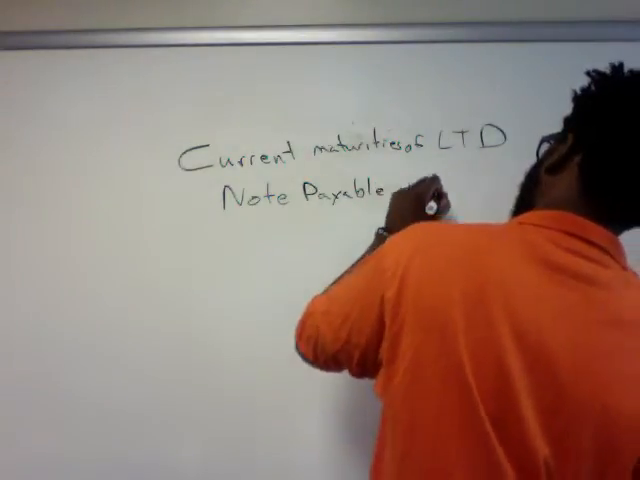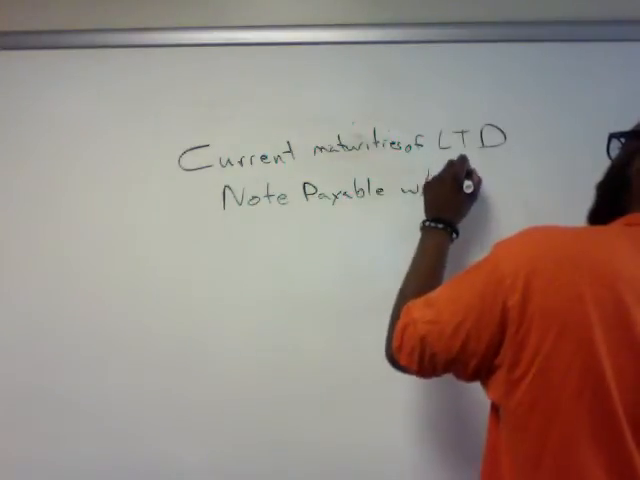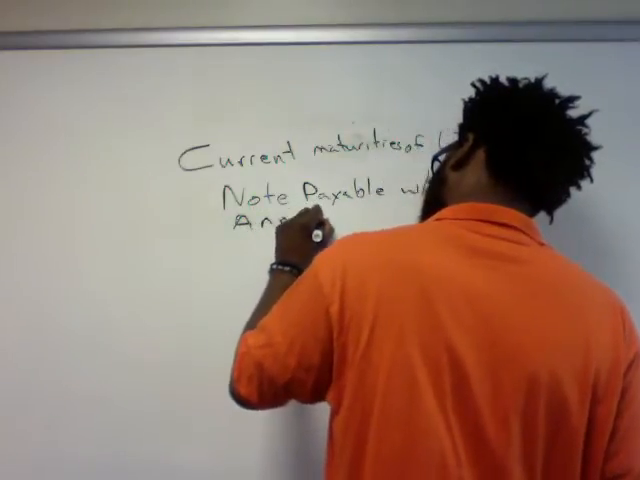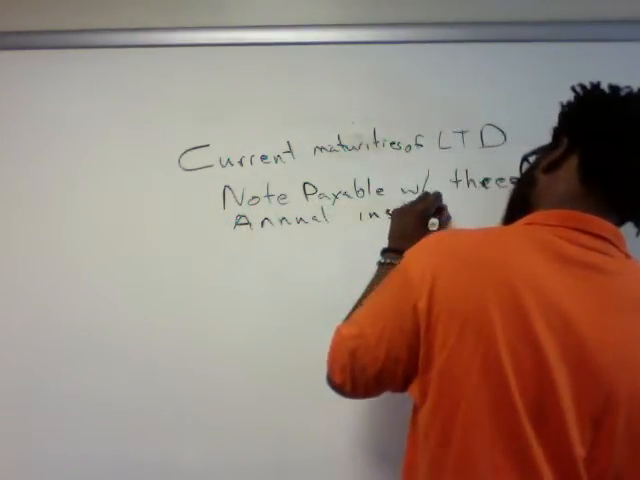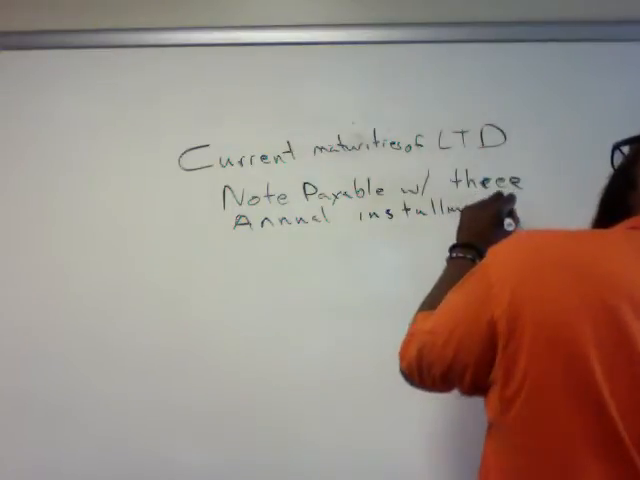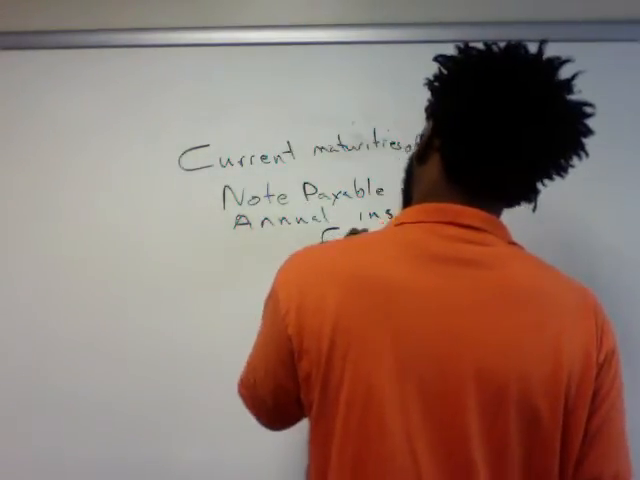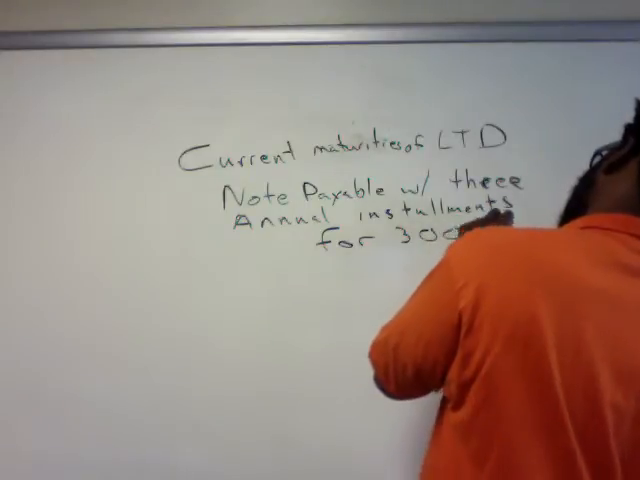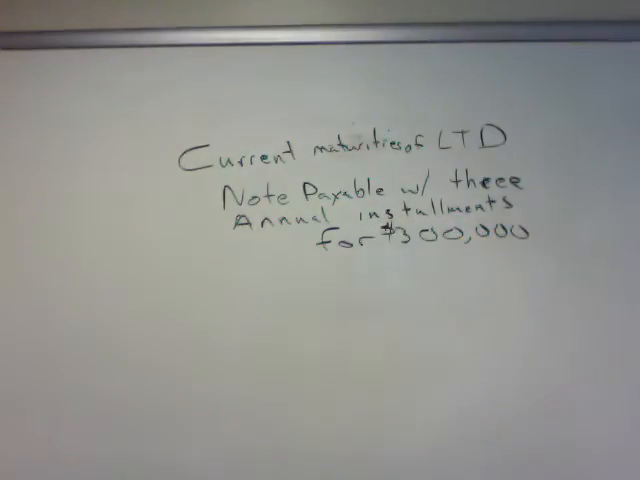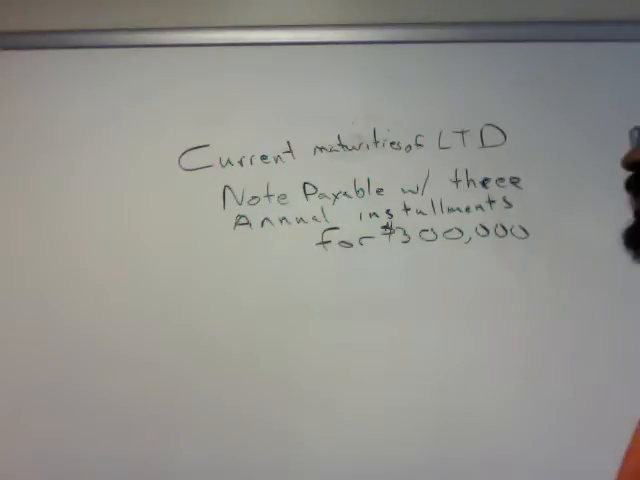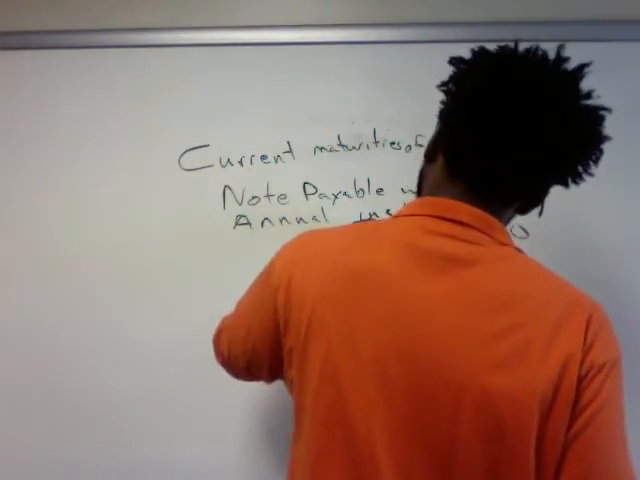with 3 annual installments. A note payable with 3 annual installments, right? And so for $300,000. So traditionally, we know that this is going to be our long-term liability, but we're going to have to break this down because the keyword is installments, and you know a portion of it you're paying off in 12 months. So how are we going to do that?